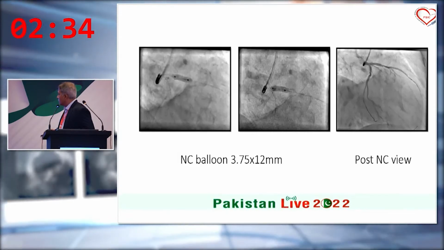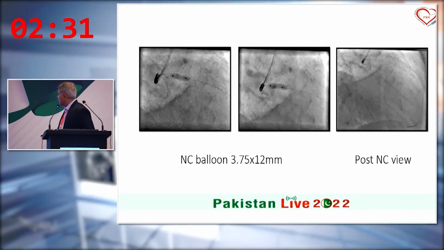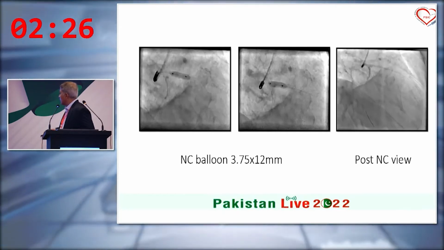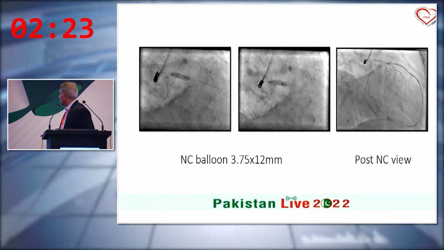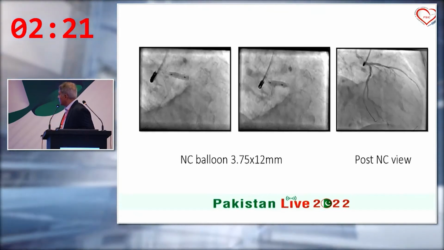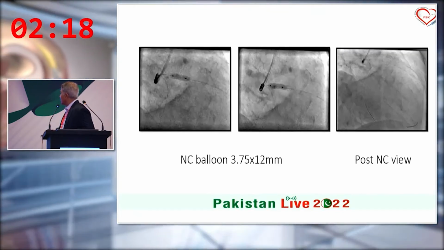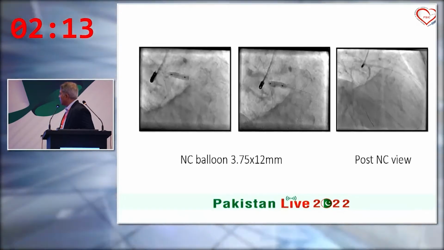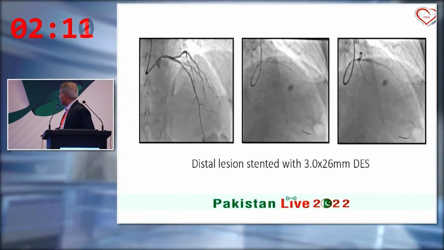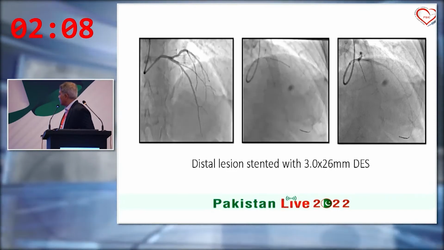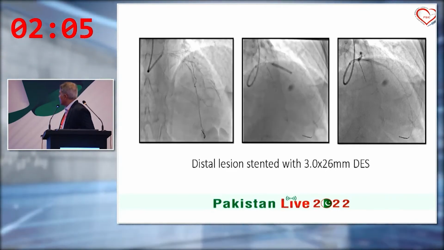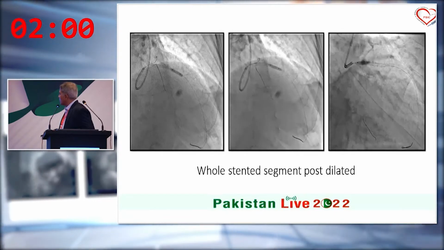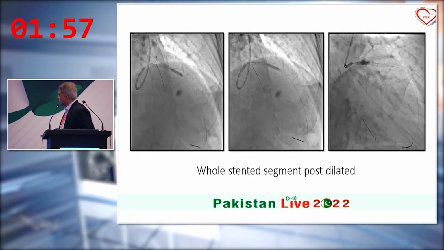NC was done with 3.75 by 12, and the post-NC view showed there is still disease in the distal part, which was also known to me earlier, as while we did the IVUS, the mid part of the LAD was also diseased. But at that time the LAD probably for me was more than 40, so preferably I did the proximal part and then the distal part of the LAD. The distal part of the LAD was stented with a 3.0 by 26 drug-eluting stent, and it was post-dilated with the same NC 3.75 by 12 from distal to proximal at 16 to 18 ATM.